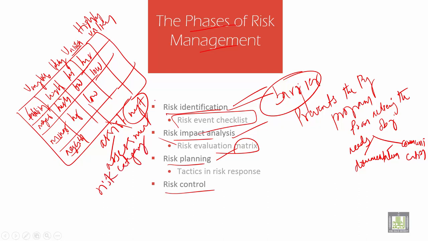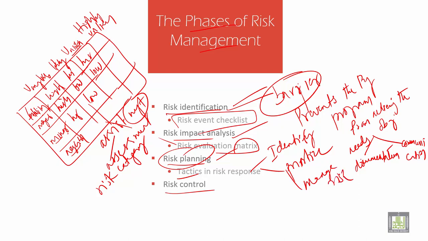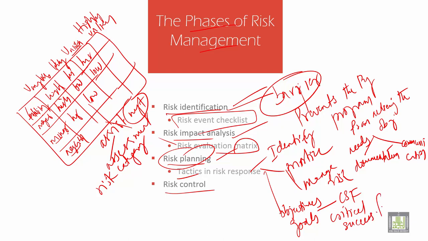Okay. So what is risk planning? Risk planning is a tactical method in the risk response. It is to identify, then to prioritize, then to manage the risk. Each project or initiative has objectives and goals to accomplish the task. These are often called critical success factors, or CSF. So these are seen as critical planning.